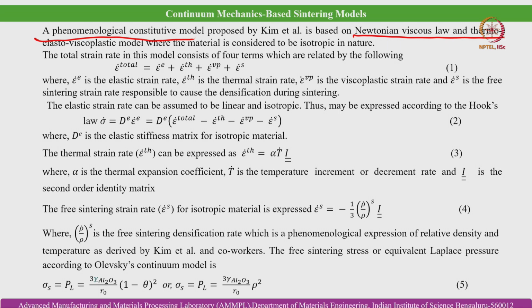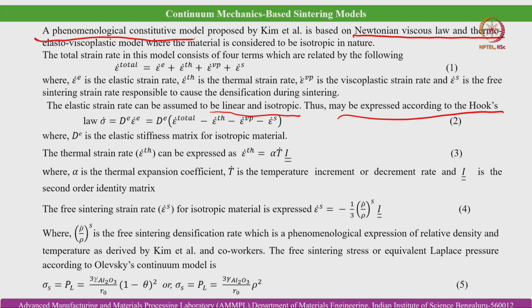So, total strain rate epsilon dot total is equal to epsilon dot E, that is the elastic strain rate, epsilon dot Th, that is the thermal strain rate, epsilon dot Vp, that is the viscoplastic strain rate, and epsilon dot S is the free sintering strain rate responsible for causing the densification during sintering. The elastic strain rate can be assumed to be linear and isotropic. Thus it can be expressed as per Hooke's law, sigma dot is equal to D epsilon dot to the power E.